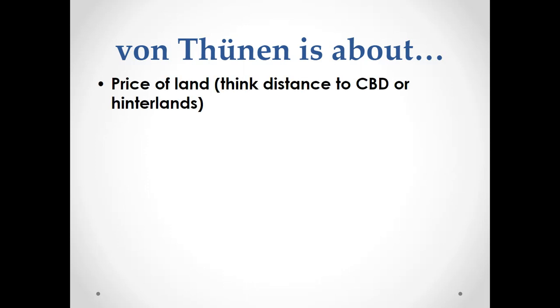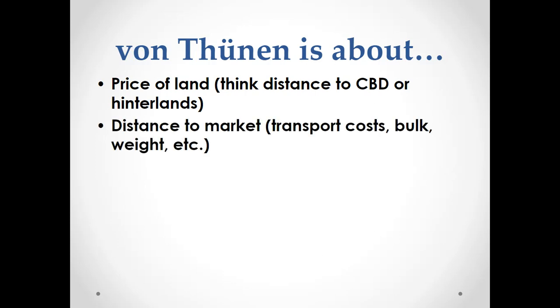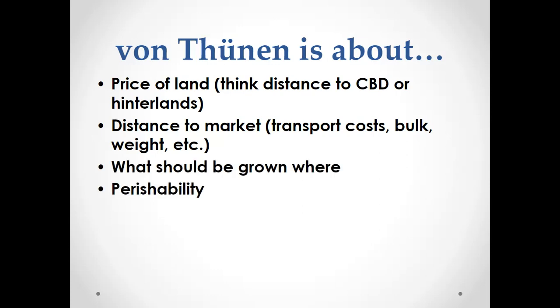Okay, so von Thunen's about price of land. So think distance to CBD or hinterland. So CBD is Central Business District. Okay, I know we use a lot of acronyms in this class, but CBD just means Central Business District. Okay, distance to CBD or hinterland, so like outermost lands. Von Thunen's about distance to market, transportation costs, bulk weight, etc. Trying to maximize that. Like, what is the best possible way, most effective way we can move product from where we're at to the market, and what's going to be grown in there.